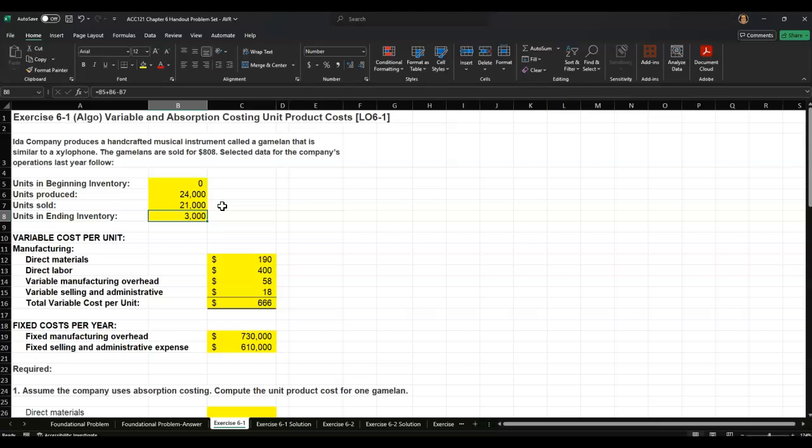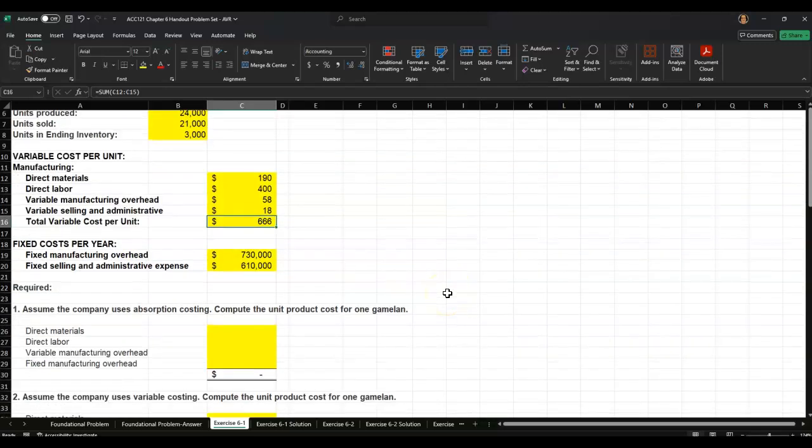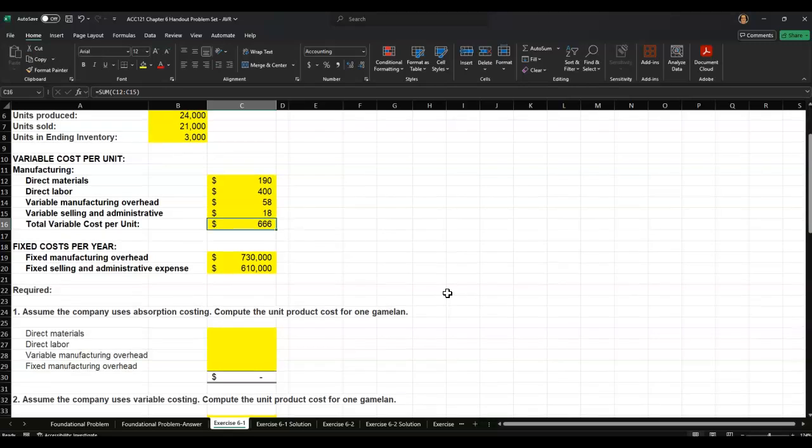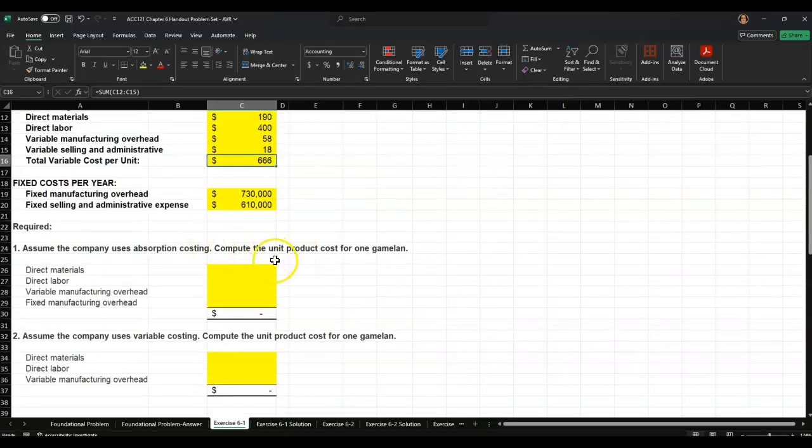Okay. Then they gave us the variable cost per unit. I gave you the total variable cost per unit. Then we've got the fixed manufacturing overhead and the fixed selling and administrative expenses. So again, notice what's happening there. We're getting the same data just like that last problem in the foundational problem. And again, we've just got to start answering some of the questions about what is going on here.